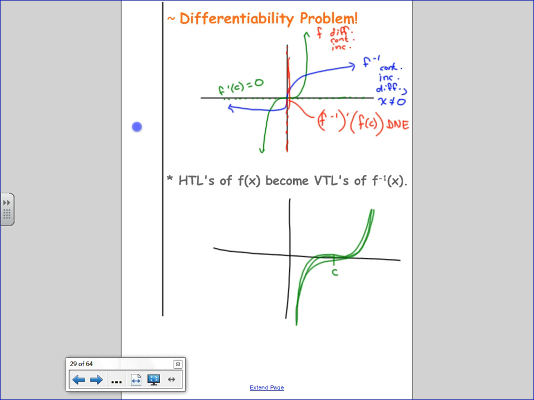Question, when does f have a horizontal tangent? When x equals c. When would f inverse have his vertical tangent line? That's what you would think, right? Well, if f has his horizontal tangent line at c, then f inverse has his vertical tangent line at c. But the problem is, what's f inverse look like? It's not here. Where is it? Instead of x being c, where's f inverse?